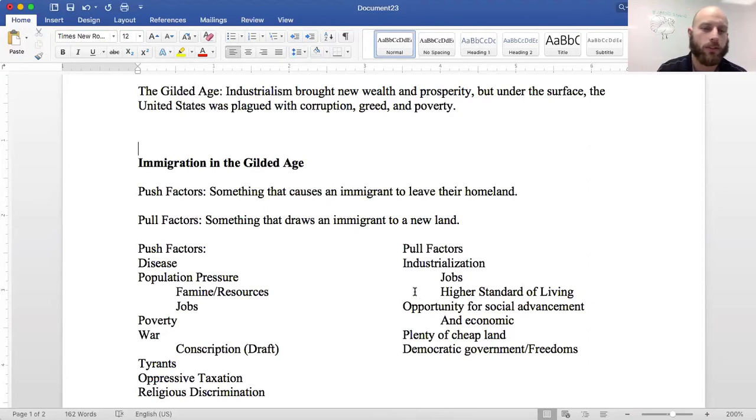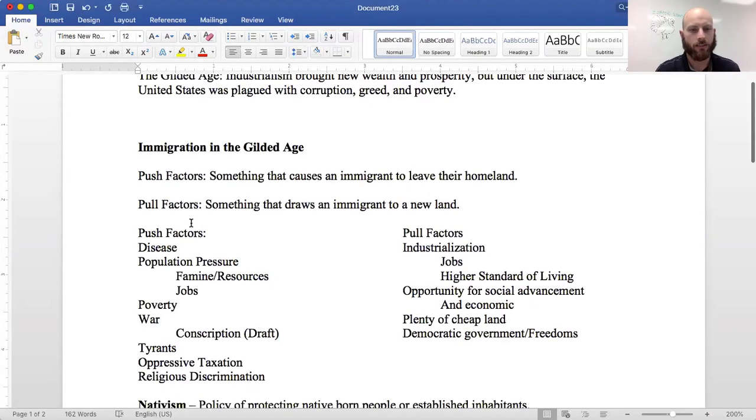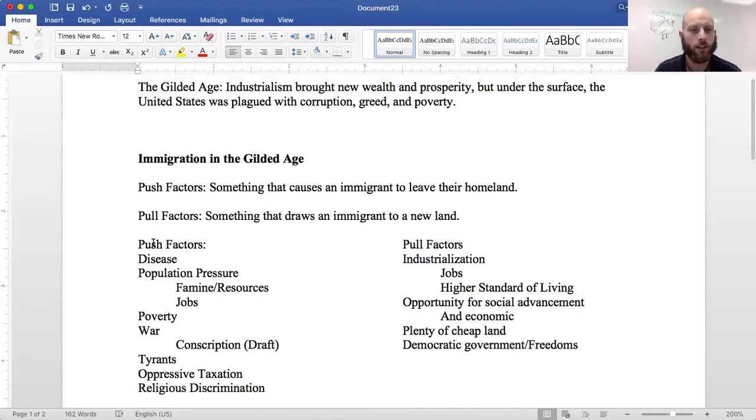Two vocab words that we need to know right off the bat. A push factor is something that causes an immigrant to leave their homeland. It pushes them out, right? A pull factor is something that draws an immigrant to a new land, right? It pulls them in, it attracts them. Okay, so here is a list of examples of push factors in the late 1800s.